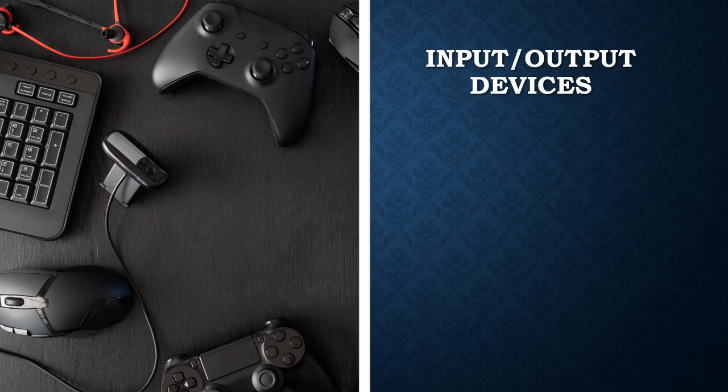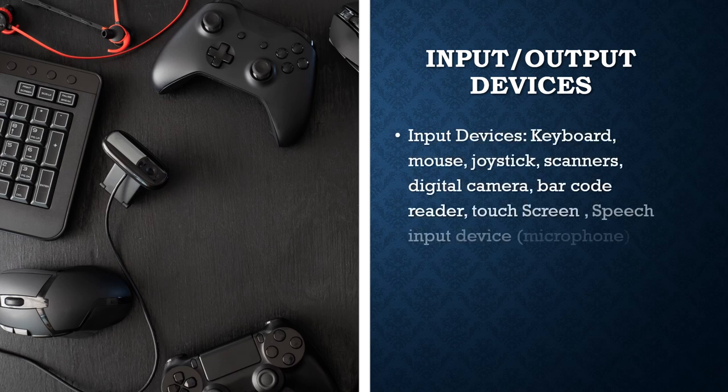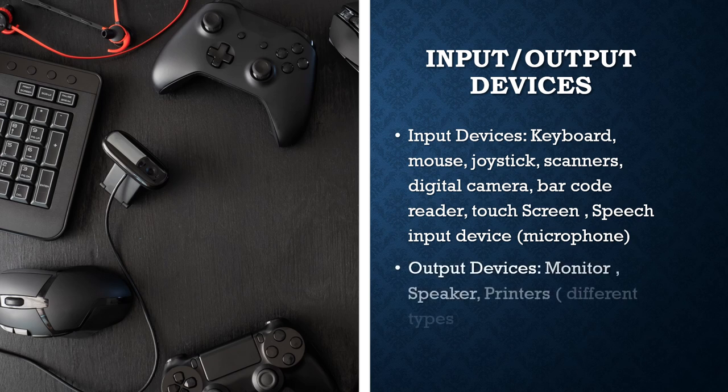Now, let's see some examples of input and output devices. Input devices are keyboard, mouse, joystick, scanners, digital camera, barcode reader, touch screen, speech input device, etc. Output devices are monitor, speaker, printers, etc.